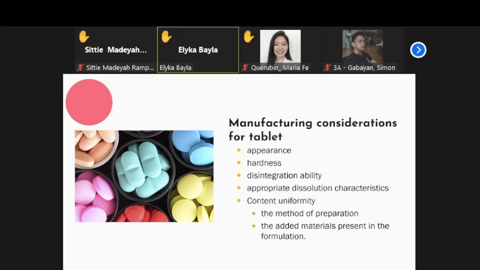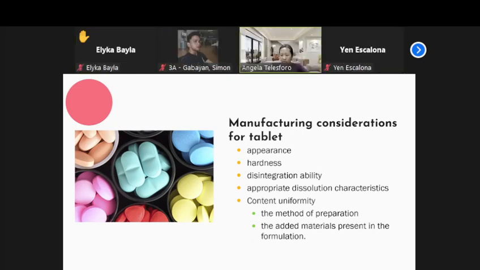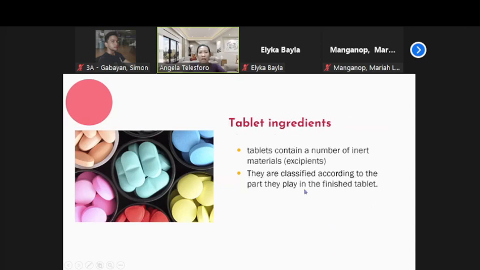Dapat po all batch of drug must be the same when it comes to their API po. Okay, so content uniformity, dapat pareho ang content ng API every tablet. Okay? Sige. So, how do we achieve content uniformity? Method of preparation and the added materials present in the formulation. So, dapat tama ang blending, tama ang granulating process para pag-compress, we can assure na each tablet contains the amount of API needed. So, we go to the tablet ingredients.